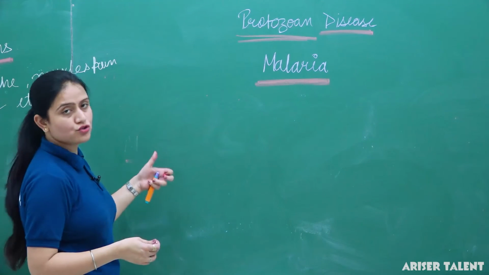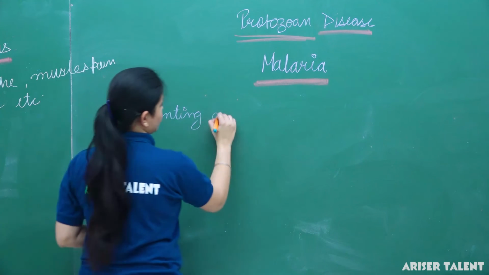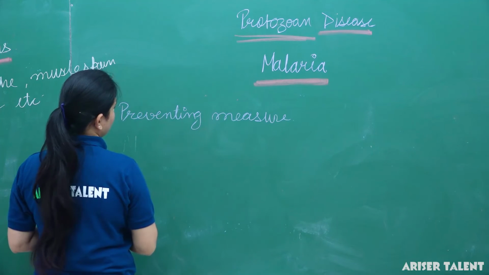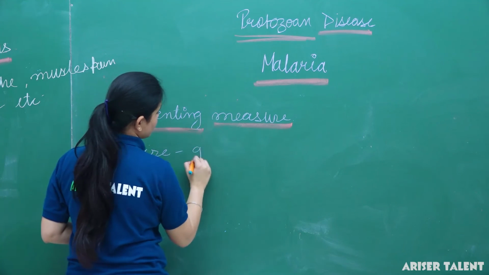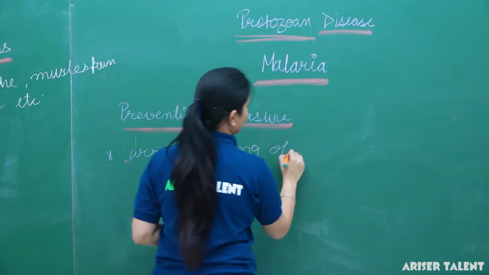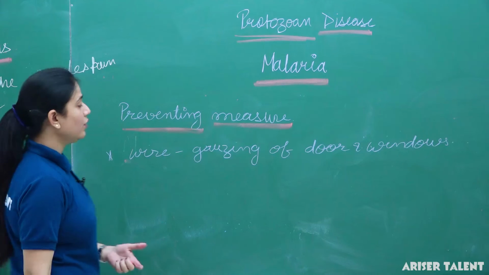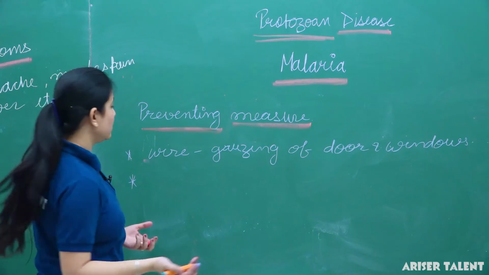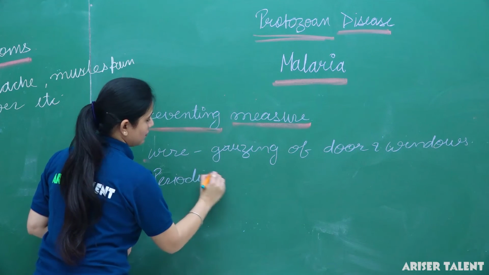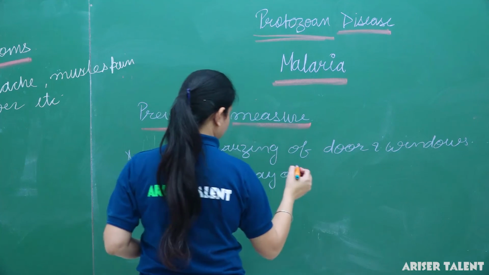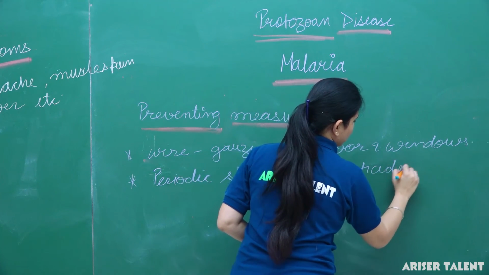If we talk about preventing measures, then doors and windows should be wire gauged, so that it will not let the mosquito in. Periodic spray of disinfectant, or we can say periodic spray of insecticides like DDT.